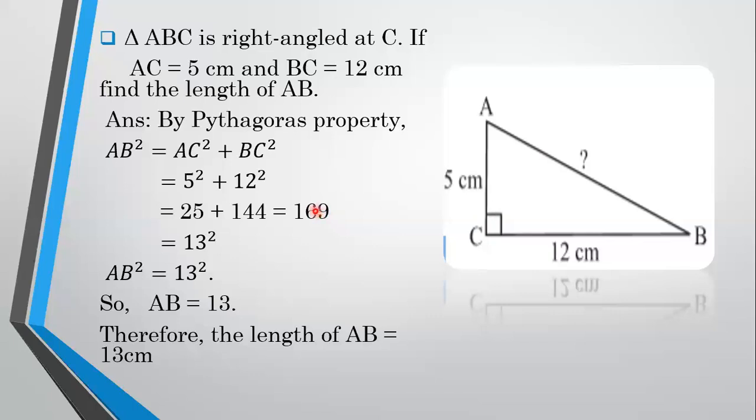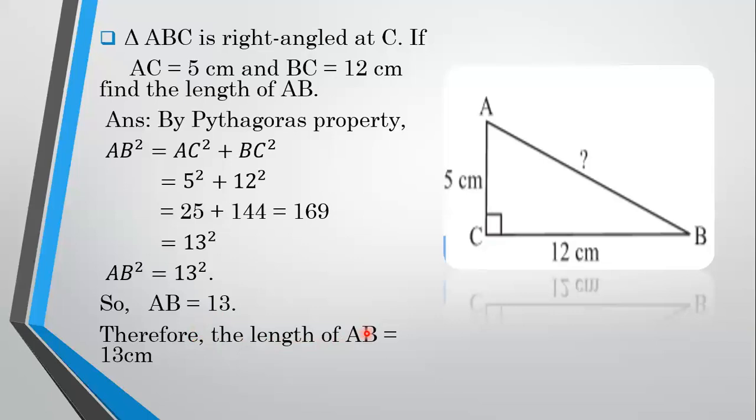So instead of 169, we can write it as 13 square. That means AB square is equal to 13 square. Now we will remove the square from both the sides. It means AB is equal to 13. Therefore, the length of hypotenuse AB is equal to 13 centimeter.